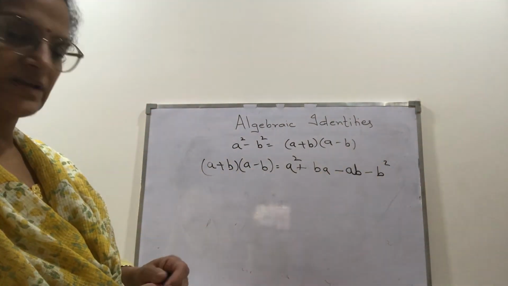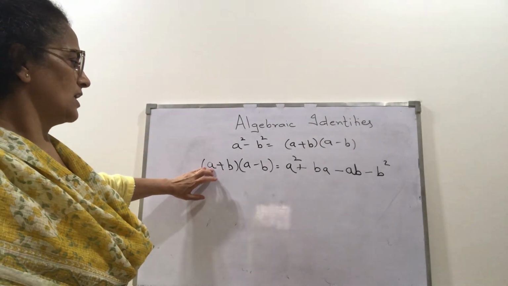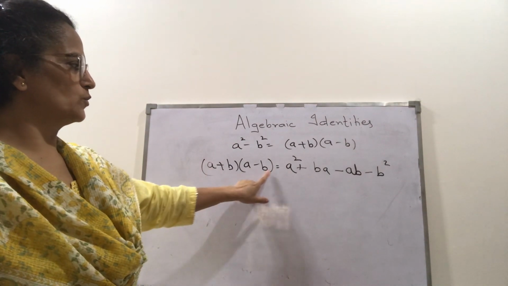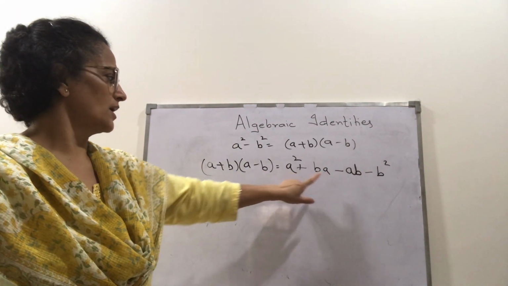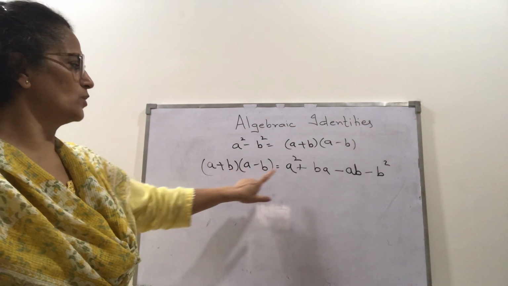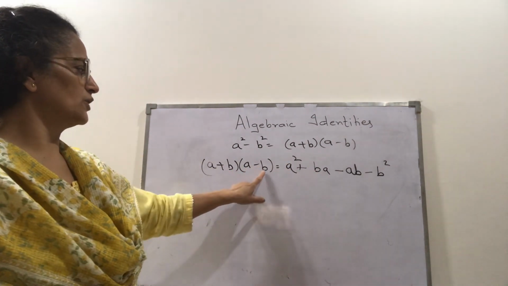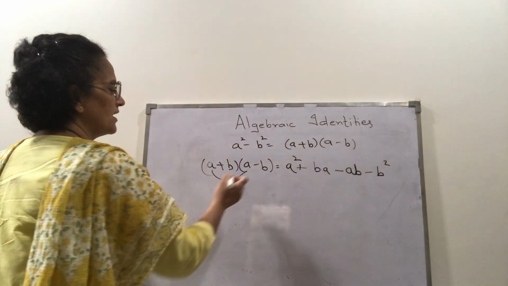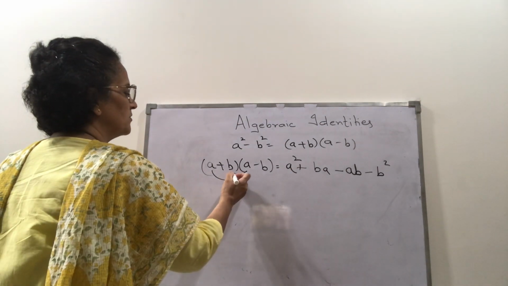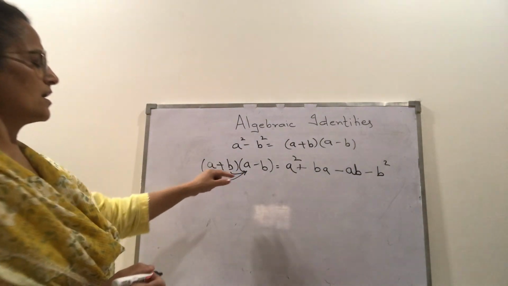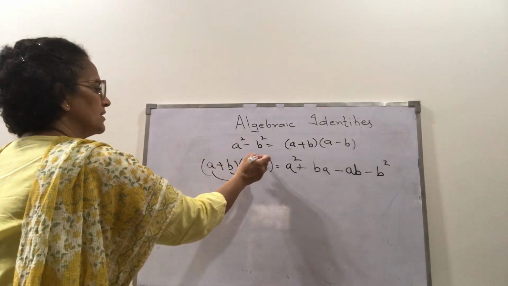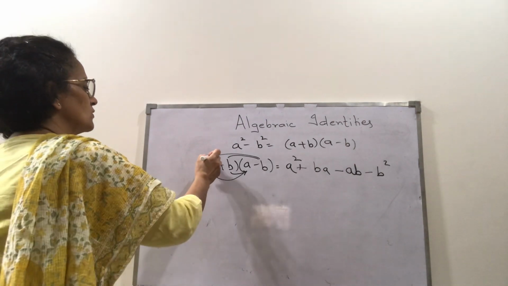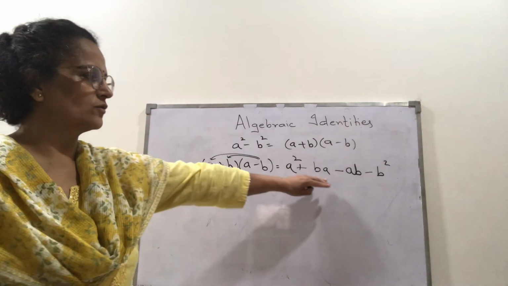So let's understand once again. A into a is a square, a into b is ab, and b into a is ba, and b into b is b square. So what we have done is multiplied a, and multiplied b also with a in this case, and then we have multiplied a with b and then we have multiplied b. So after this multiplication we have got this.